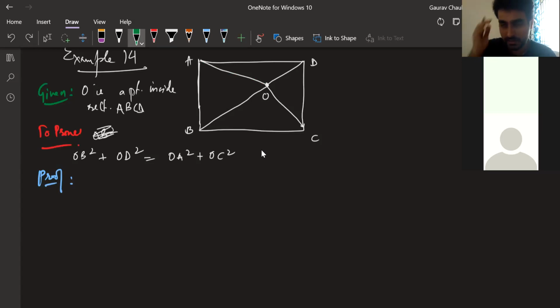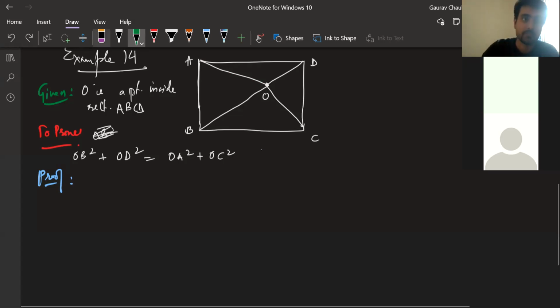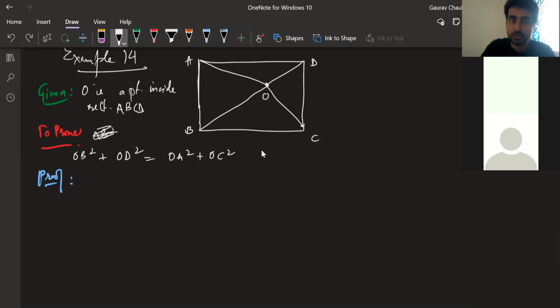So I'm going to construct a right triangle by doing a small construction, drawing a small additional thing. As the question suggests in the book, I'm going to draw PQ parallel to BC. It's going to be like this. This is my construction.